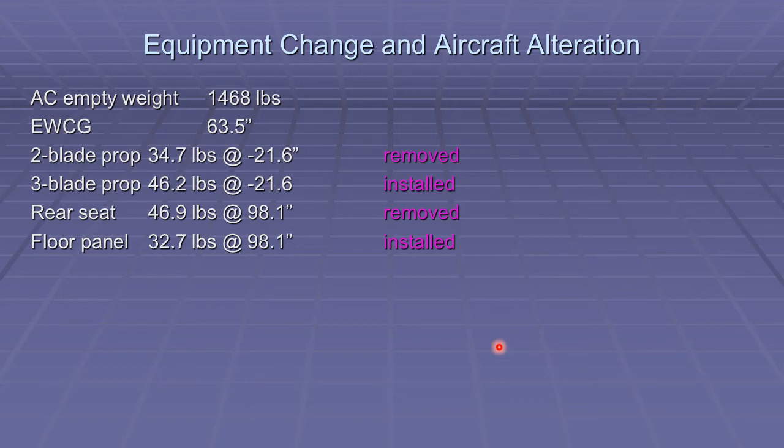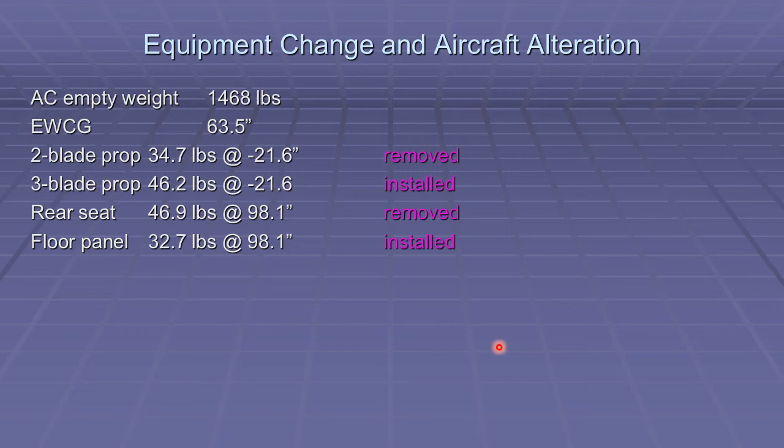Let's look at another example of how to calculate a new empty weight and empty weight center of gravity of an aircraft after equipment changes and alterations have been made to it. Let's start with an aircraft with an empty weight of 1,468 pounds and an empty weight center of gravity of 63.5 inches.